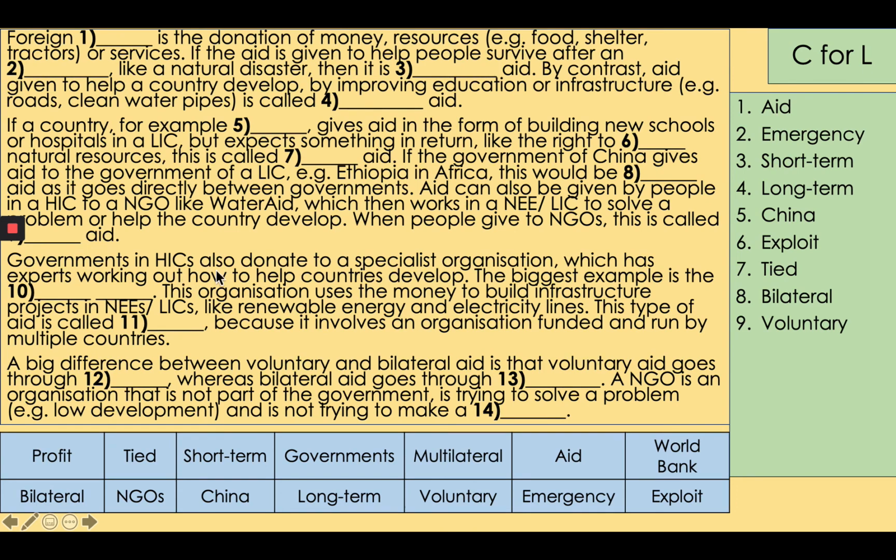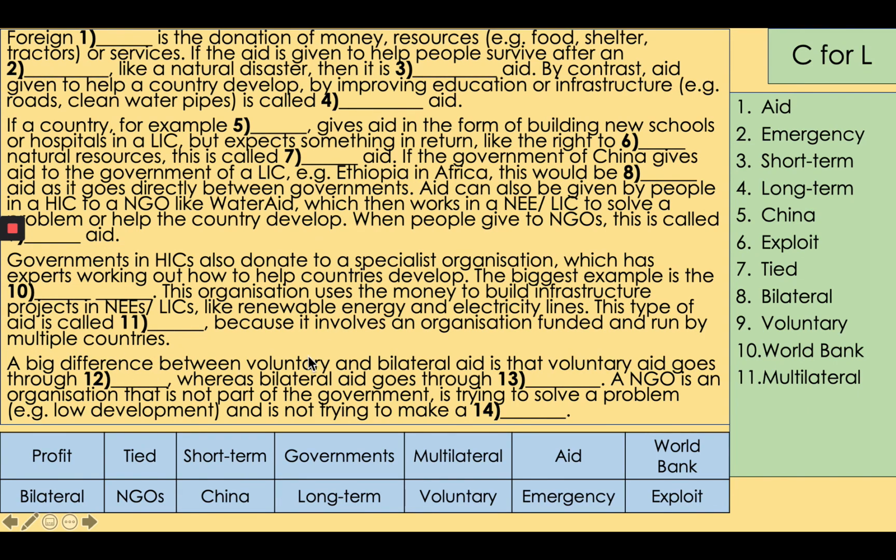Governments in HICs also donate to a specialist organisation, which has experts working out how to help countries develop. The biggest example is the World Bank. This organisation uses money to build infrastructure projects in NEEs and LICs, like renewable energy and electricity lines. This type of aid is called multilateral aid because it involves an organisation funded and run by multiple countries.